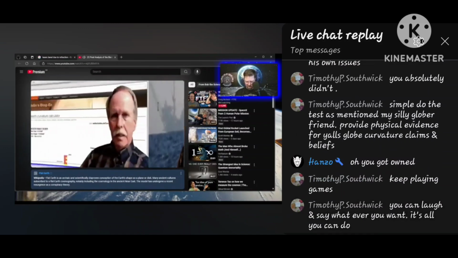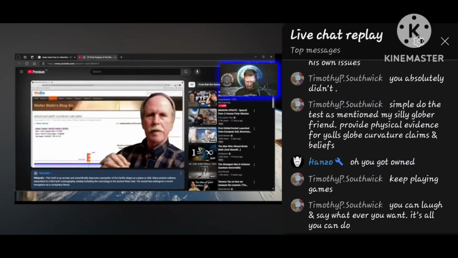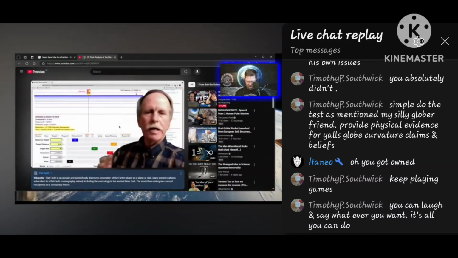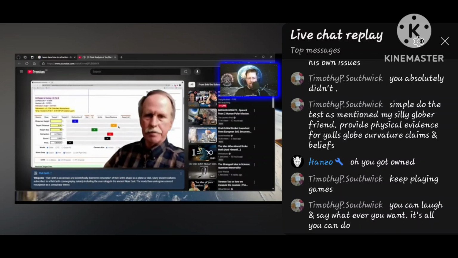We have math. Now, what's normal given the radius of the Earth and standard atmospheric refraction? Once again, let's go to Walter Bisslin's advanced Earth curve calculator. We're going to go down here and put in the basic data for the habitat observation.